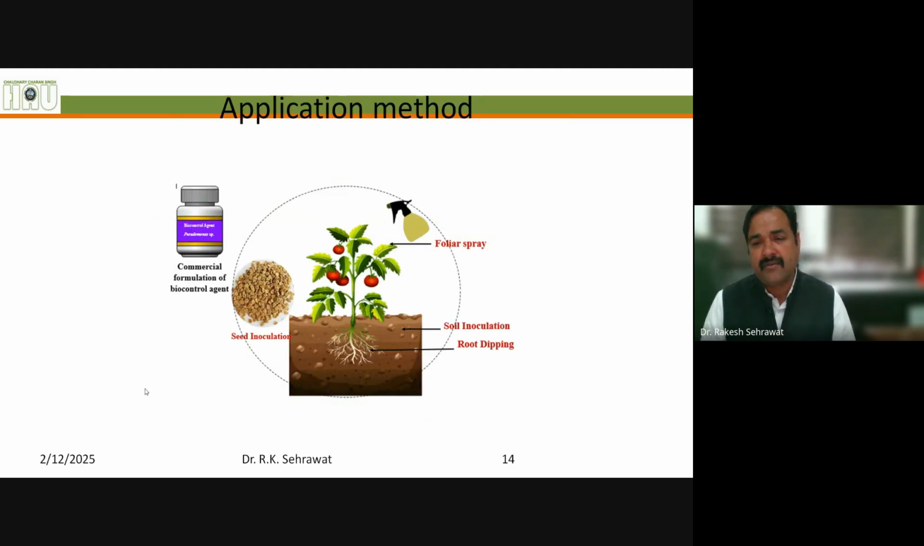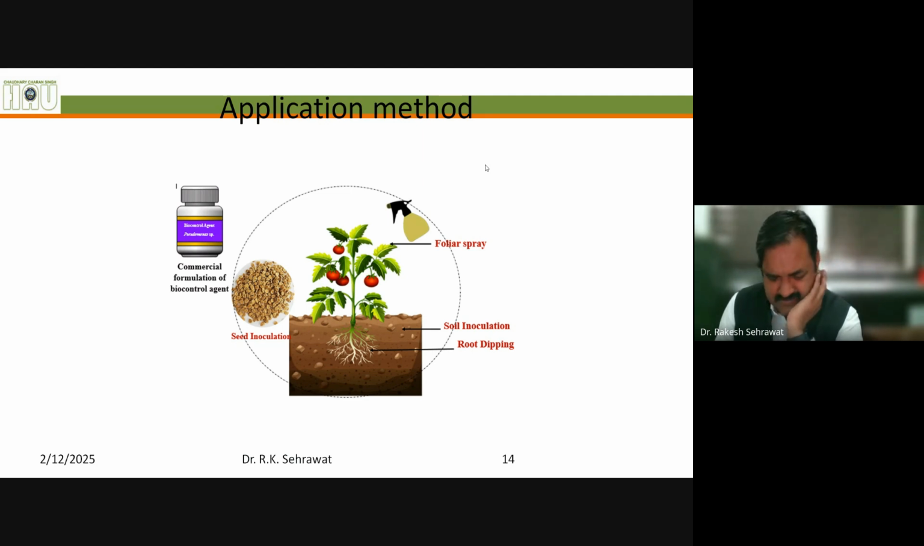The application, as we already told you, the soil application is there, which includes seed inoculation, then direct soil inoculation, and then for the plants which need to be transplanted, that can be applied with root dipping. The foliar spray is, you can say, the least recommended one, and it has not had that much impact till now, because they live in the phyllosphere region, and the phyllosphere region is directly exposed to sunlight, which has UV radiation. So their survival is very much of a concern.